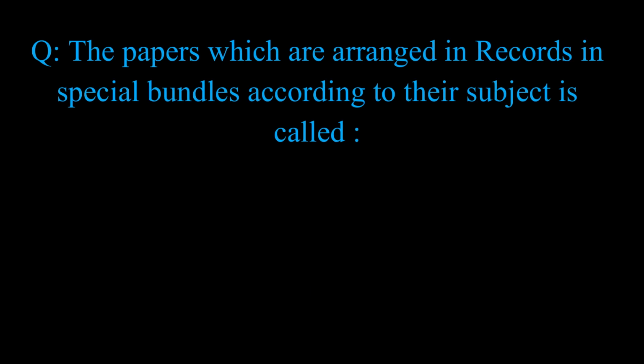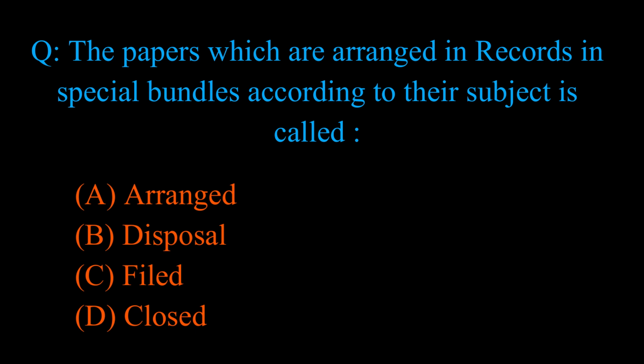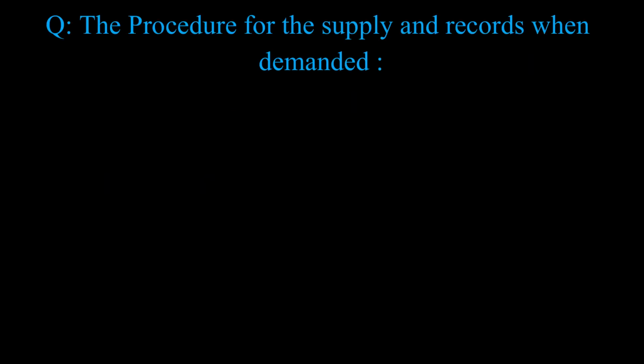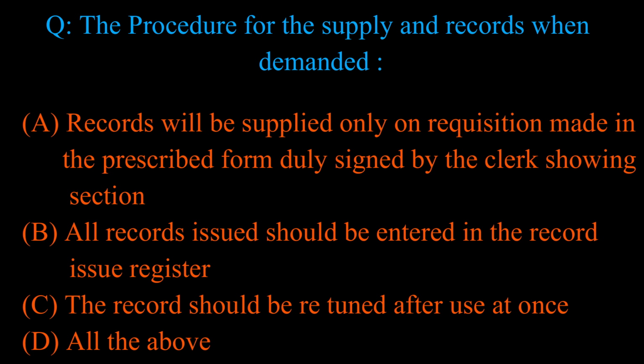The papers which are arranged in records in special bundles according to their subject are called C. Filed. Requisition slip for records shall be signed by the dash concerned. C. Clerk. The procedure for the supply of records when demanded. D. All the above.